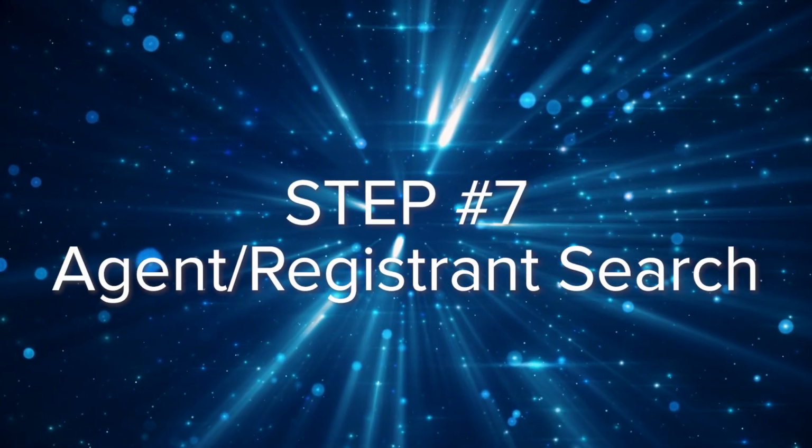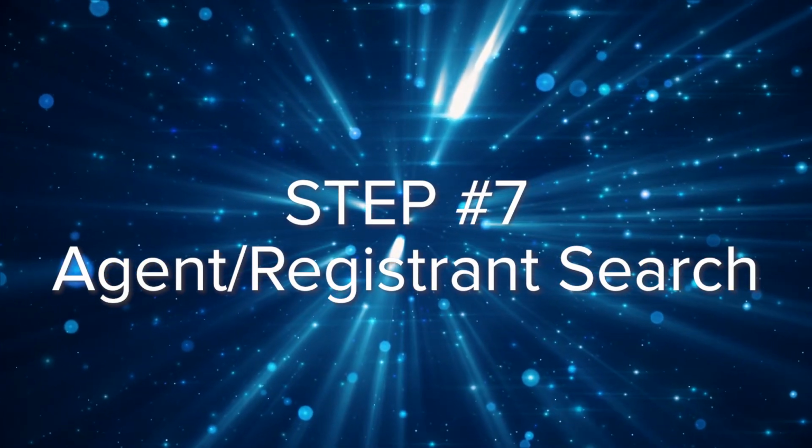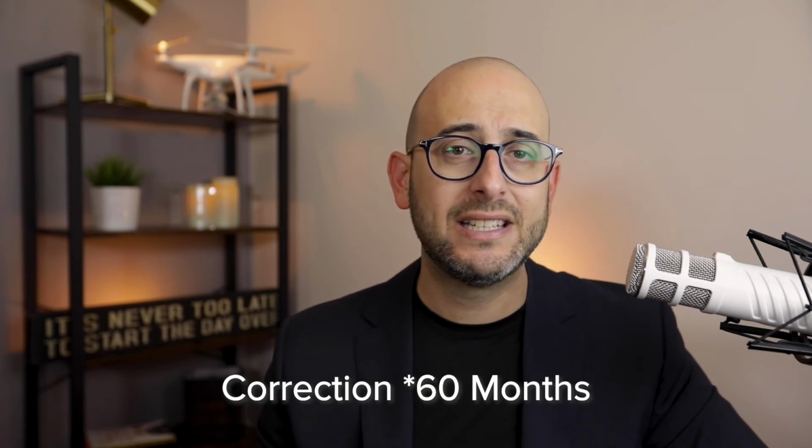Step 7. Perform an agent search. Here in Ontario, we have a regulatory body known as RECO. RECO stands for the Real Estate Council of Ontario, and they enforce the rules that agents and brokerages must follow. And they also have a great tool on their website that allows you to identify if there have been any charges or disciplinary action within the last 60 days on any agent in Ontario.